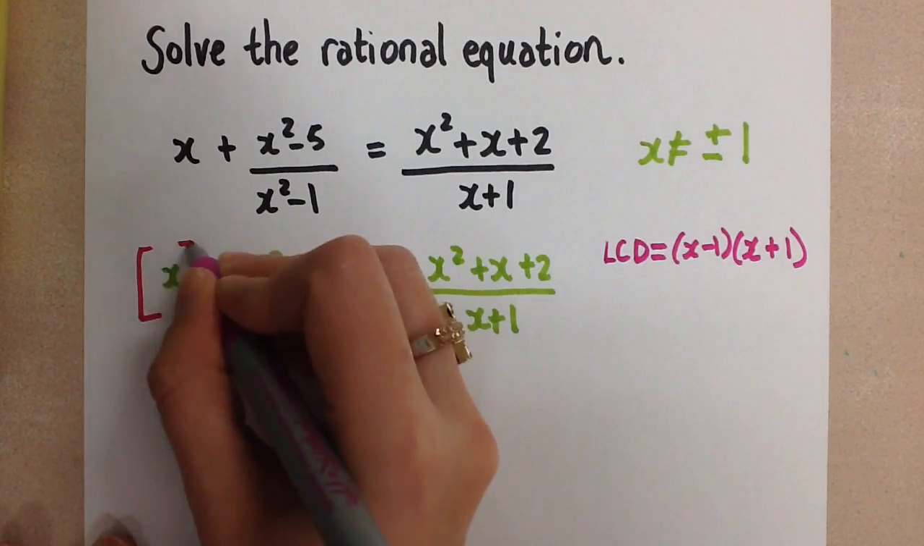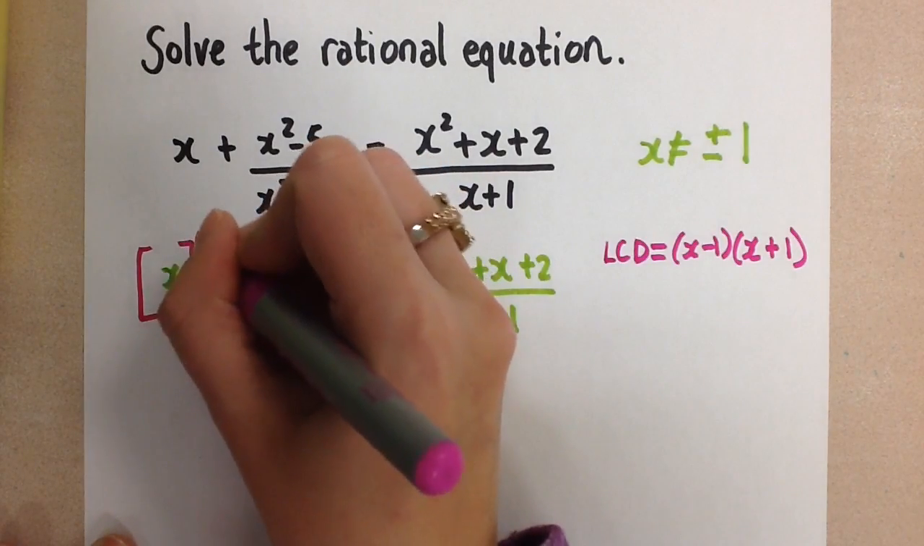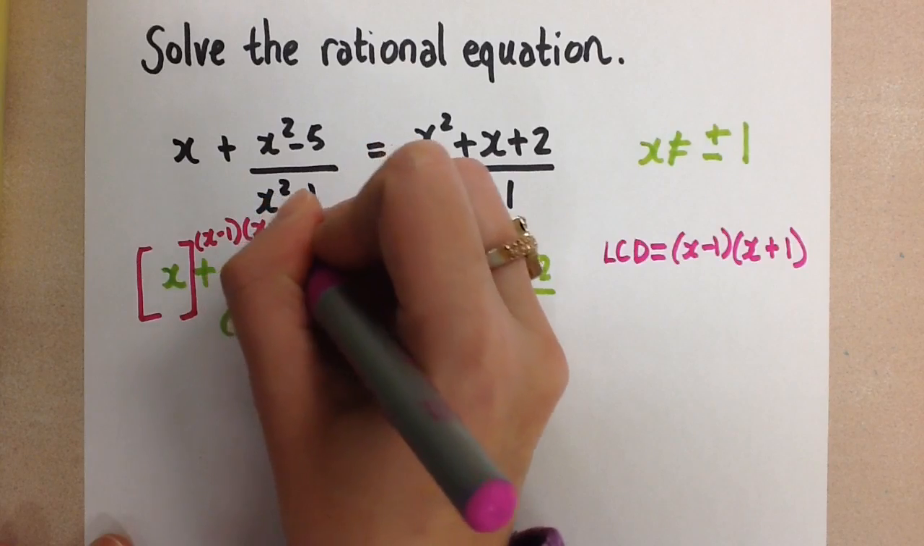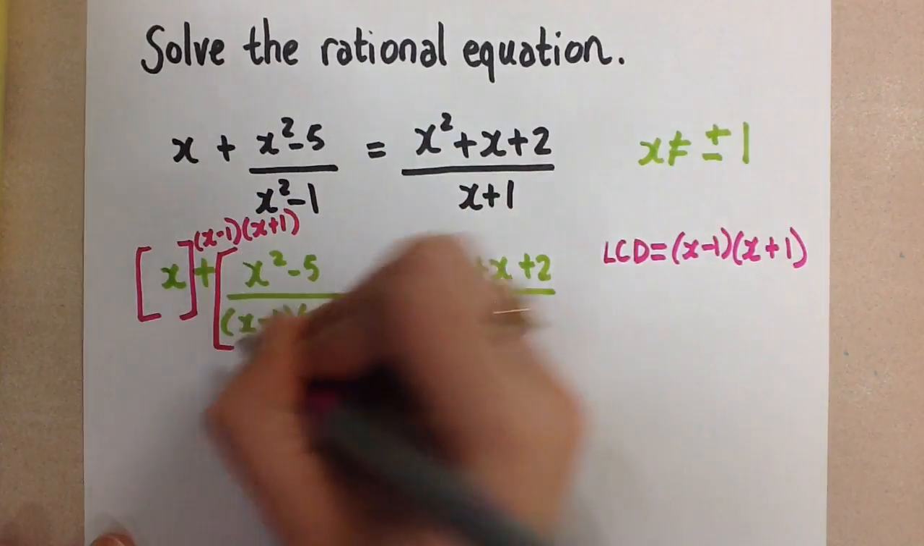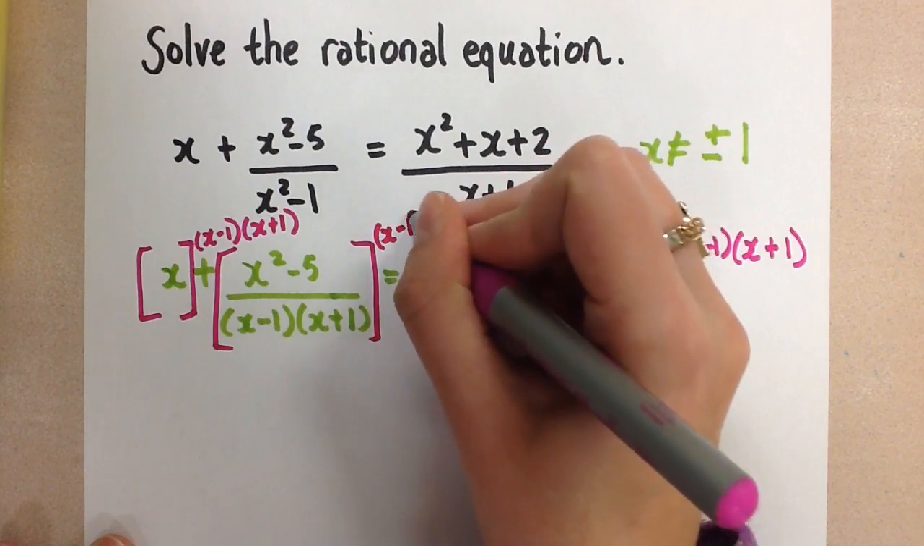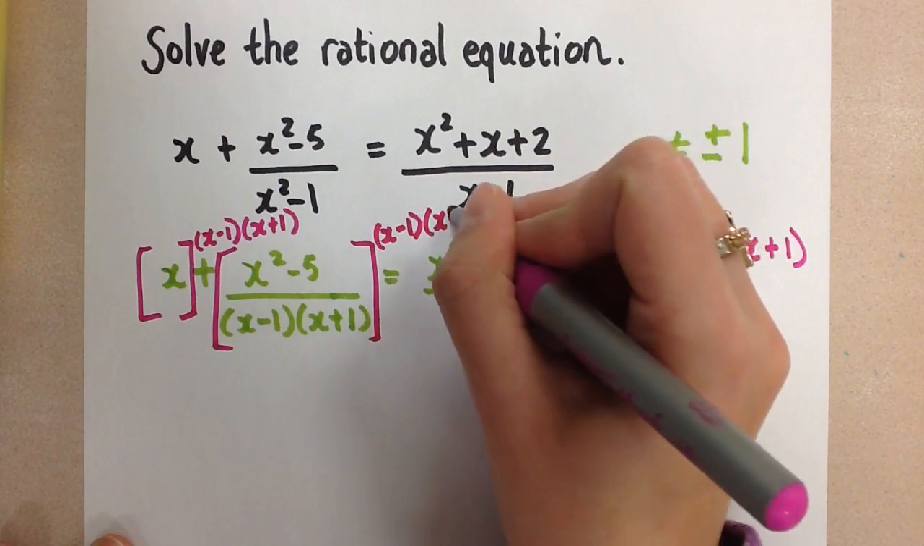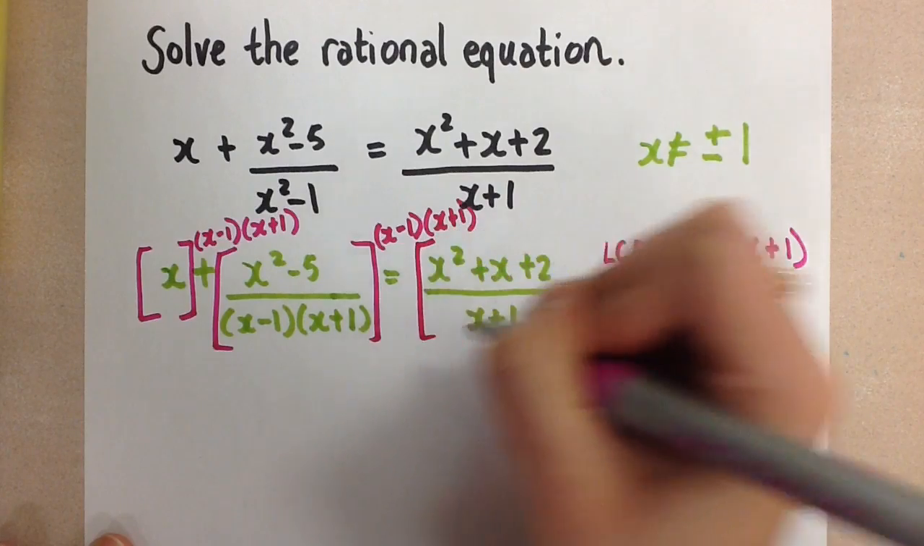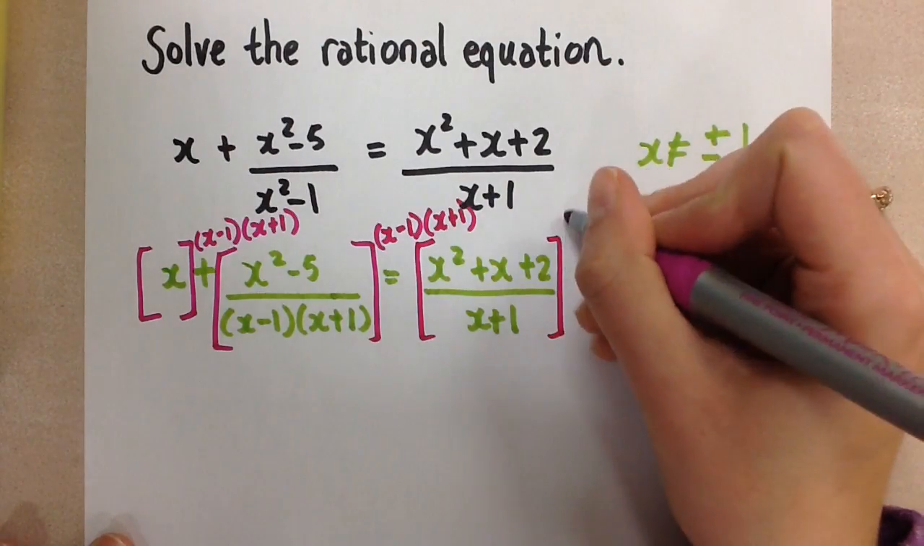So we're going to multiply every term by (x minus 1)(x plus 1). Make sure we do it on every term, because in order to keep that equation balanced, we have to do it to every single term, even the one on the other side of the equal sign.